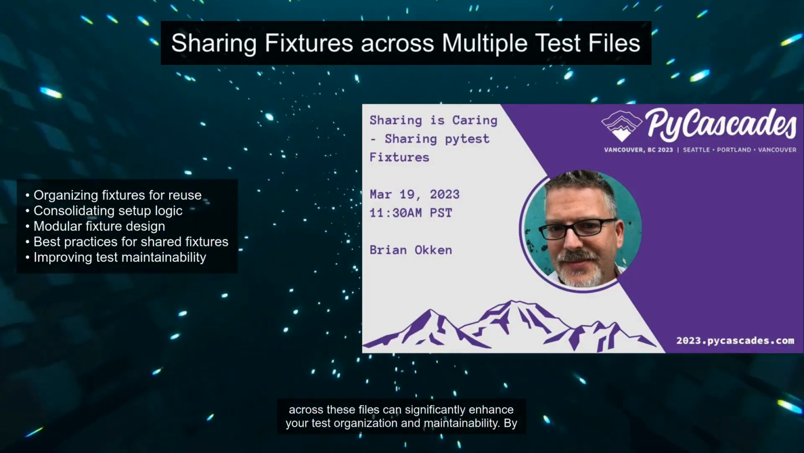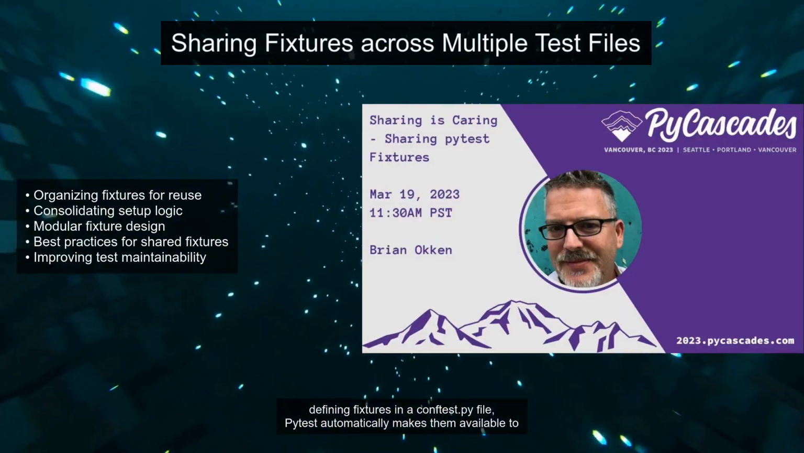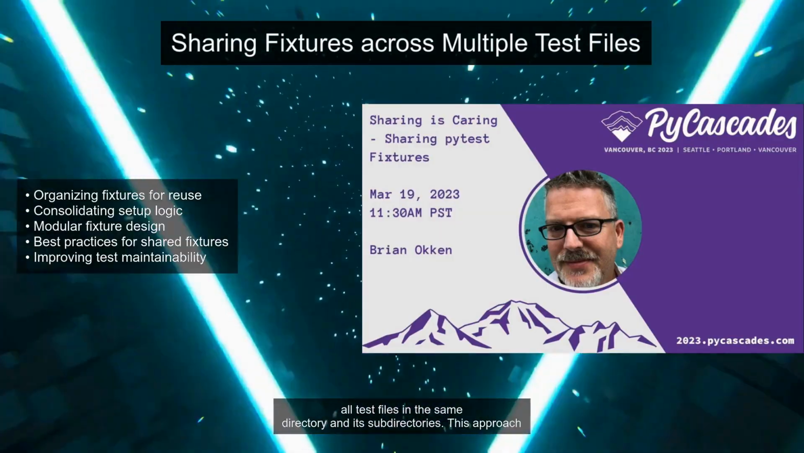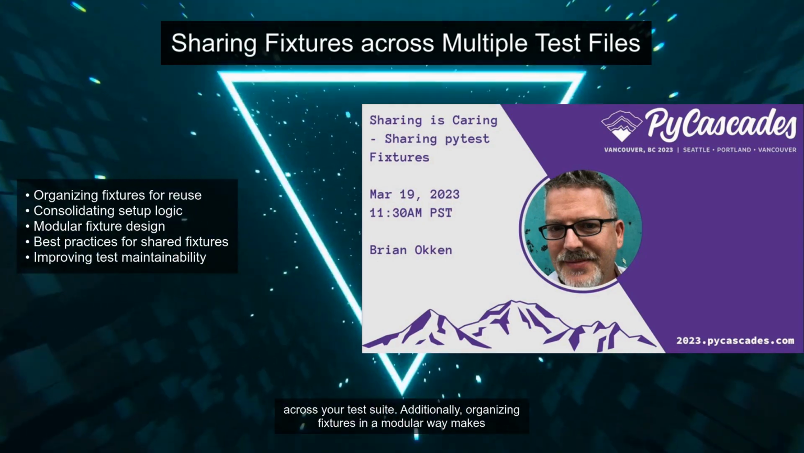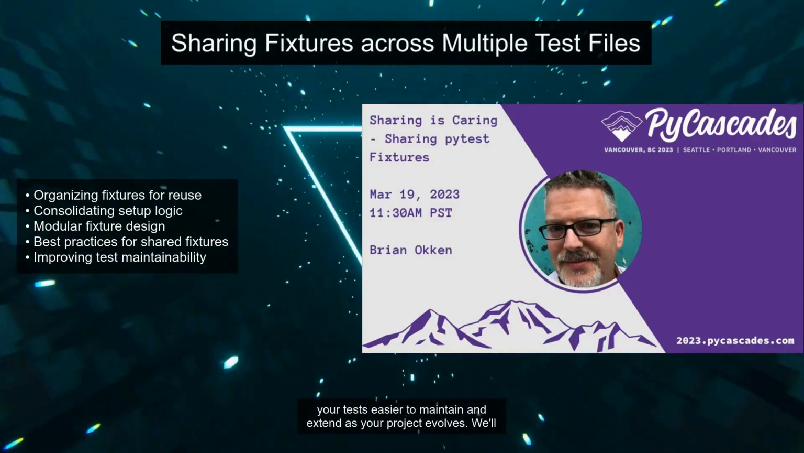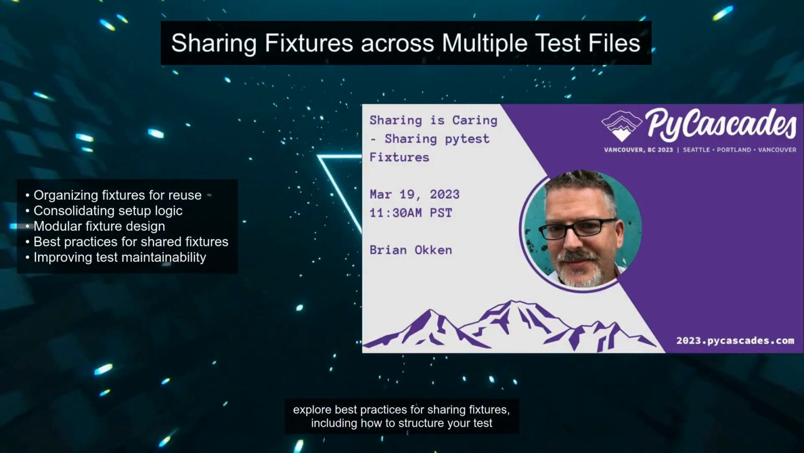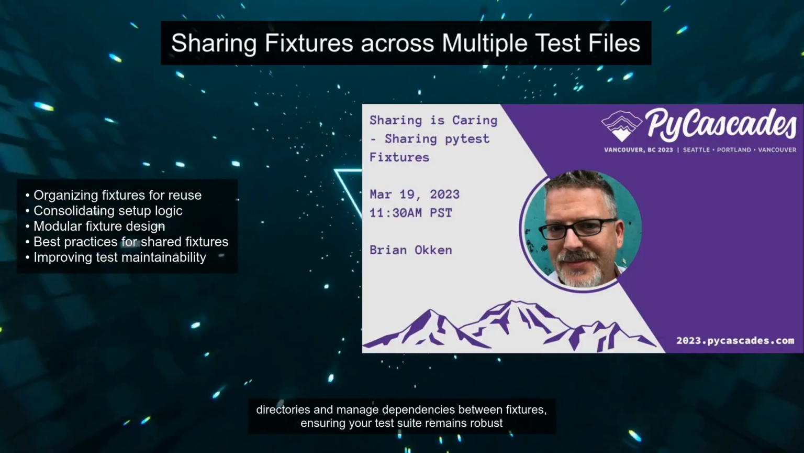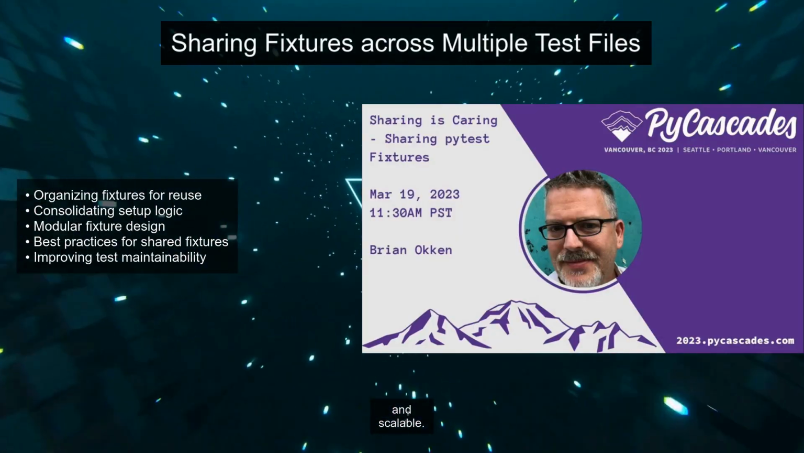Sharing fixtures across these files can significantly enhance your test organization and maintainability. By defining fixtures in a conftest.py file, Pytest automatically makes them available to all test files in the same directory and its subdirectories. This approach allows you to consolidate common setup logic, reducing redundancy and ensuring consistency across your test suite. Additionally, organizing fixtures in a modular way makes your tests easier to maintain and extend as your project evolves. We'll explore best practices for sharing fixtures, including how to structure your test directories and manage dependencies between fixtures, ensuring your test suite remains robust and scalable.